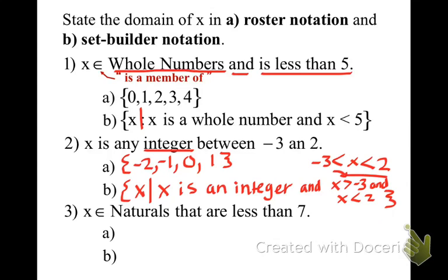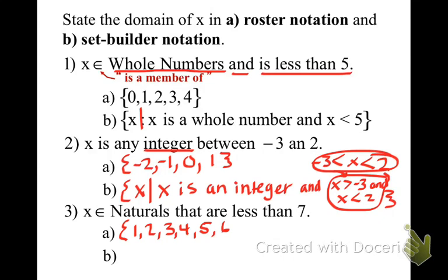I could write this, or I could show it like this. Okay? Now, why don't you pause the recording and try to do number 3. All right, so it's the natural numbers that are less than 7. So in roster notation, it's 1, 2, 3, 4, 5, and 6. Close the set builder. Close the roster.